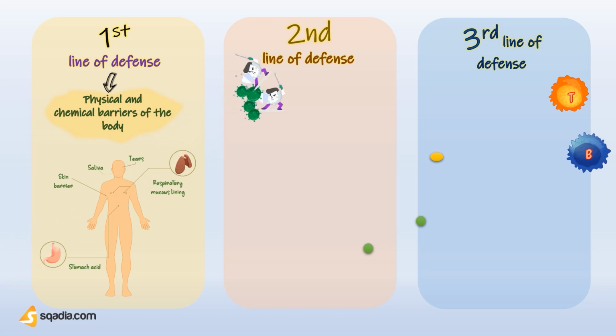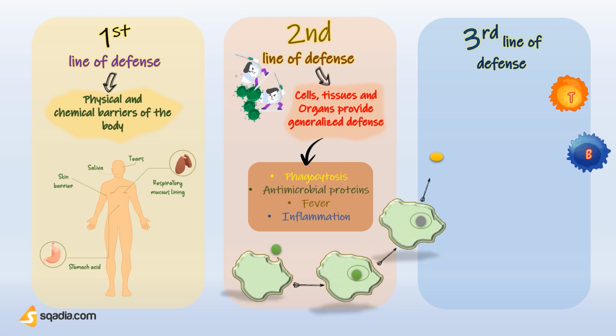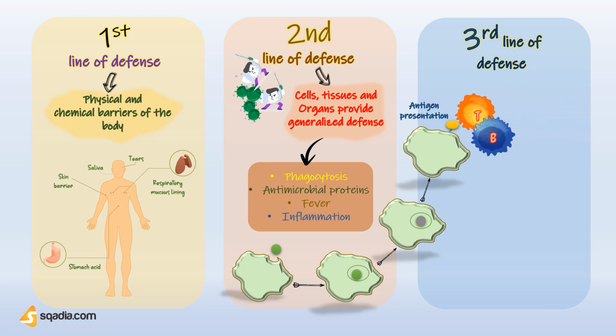Those microbes that have breached the first line of defense are then encountered by the second line of defense, where a group of cells, tissues, and organs work together to provide non-specific or generalized protection, without targeting specific invaders. Among many other components of the second line of defense, phagocytosis is one of the important processes, as it engulfs the invading microbe and then kills it or presents it as antigen, so that it can be detected by immune cells involved in the third line of defense, mainly T and B cells that target specific antigen.